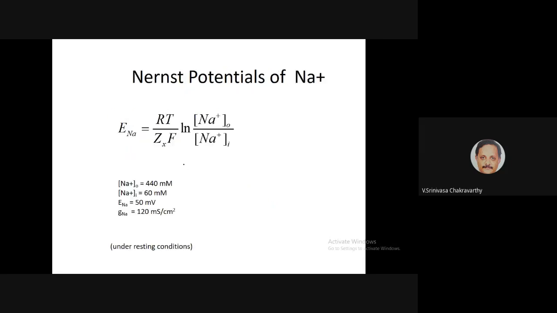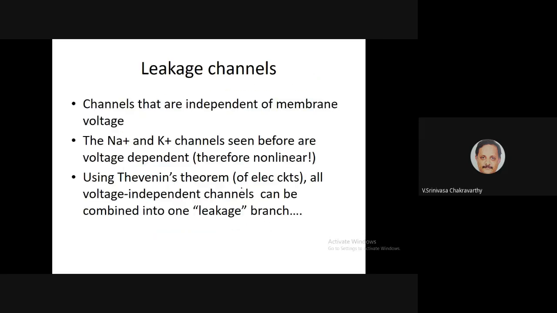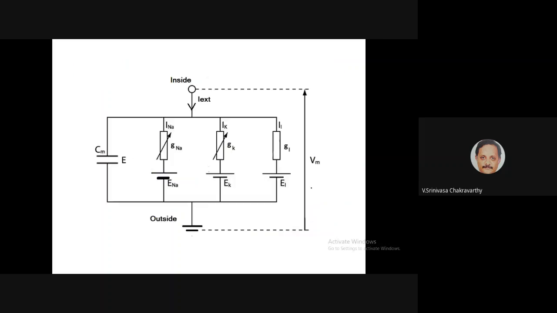Similarly, the sodium data is like this. So the sodium ENA is given by this formula. You get 50 millivolts, and GNA is somewhat high, 120 millisiemens per centimeter square. So this is the equivalent circuit of sodium. Then the leakage channels, there are a whole bunch of them, and I mentioned yesterday that you can add up all of them, invoke the Thevenin's theorem, and just combine them all into one conductance and battery branch. So finally, you get an equivalent circuit like this.